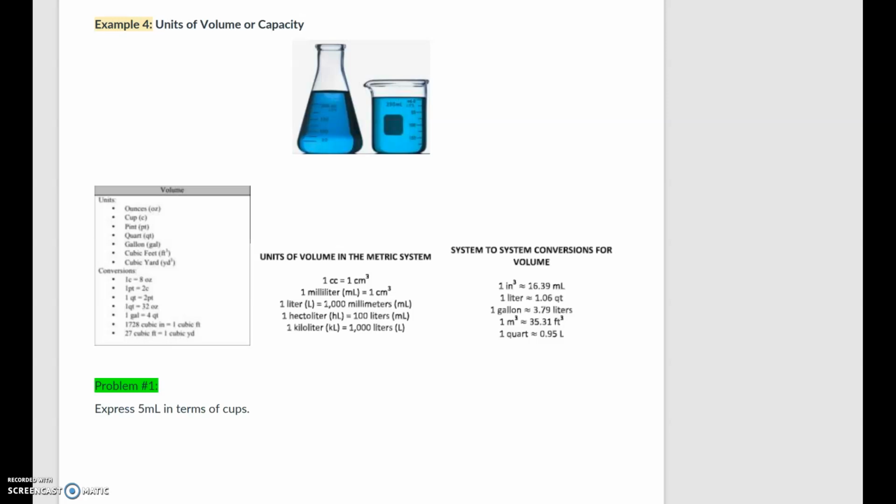Hi class, we're going to be taking a look at example 4. In example 4, we're looking at measurements of volume or capacity. This one tends to have a lot, so I just place in here the main common ones, and anything else I'll be adding to the problems.